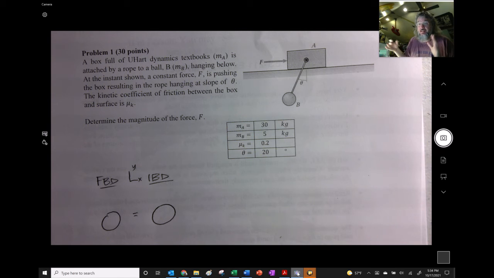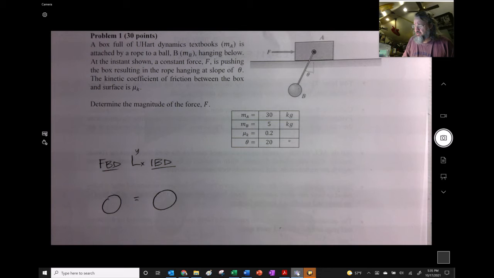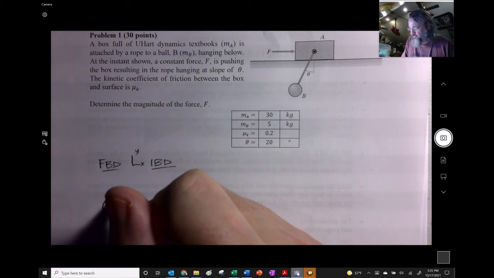So we don't know if something had moved a distance, or we knew something about when it's gone this distance or something along those lines, that would be an indication for work energy. If it was after this amount of time, or we were trying to find the time, there's often what would be an impulse of momentum. But this is just an instant in time, so it has to be Newton's second law.